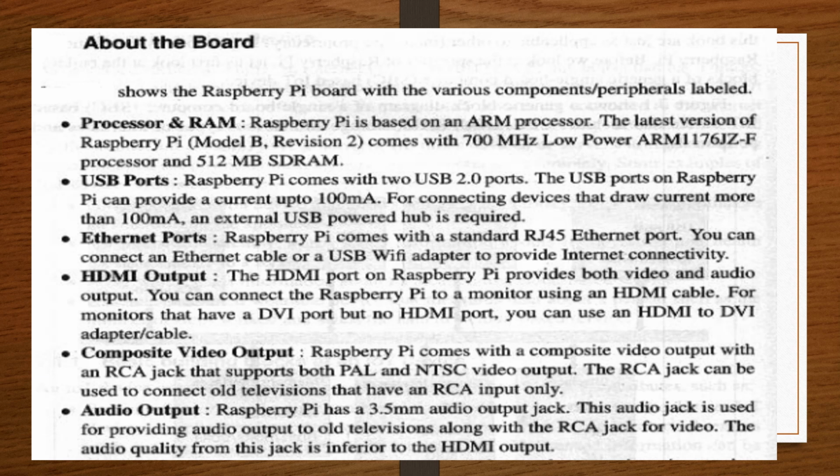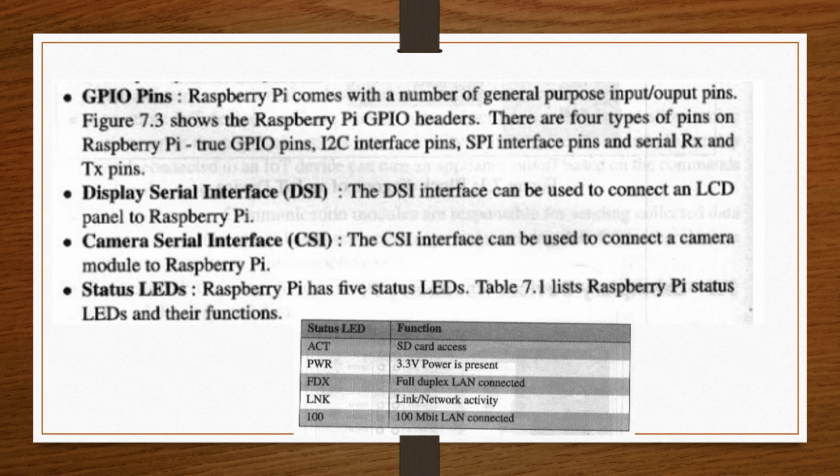The HDMI port of Raspberry Pi provides both video and audio outputs, and composite video outputs and audio outputs are available in the Raspberry Pi board. General purpose input output pins are used for connecting external input output devices through Raspberry Pi. Display serial interface and camera serial interface boards will be available in the Raspberry Pi, and status LEDs will display the 5 different statuses of the Raspberry Pi.